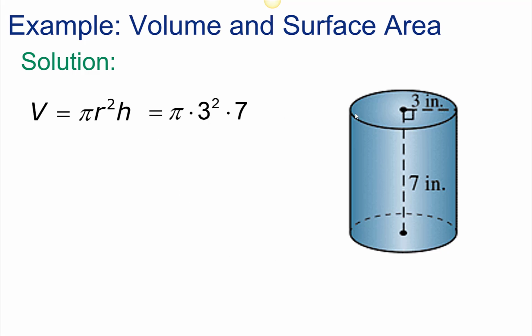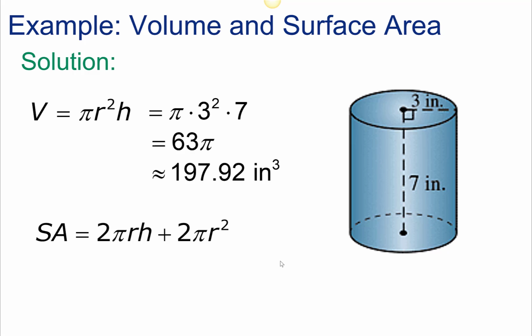So we're going to take pi times the radius, which is 3 inches, 3 squared times 7, which is 63 pi. I'm going to suggest that you multiply by pi at the very end. We use the pi key on the calculator, and we come up with about 197.92 cubic inches.